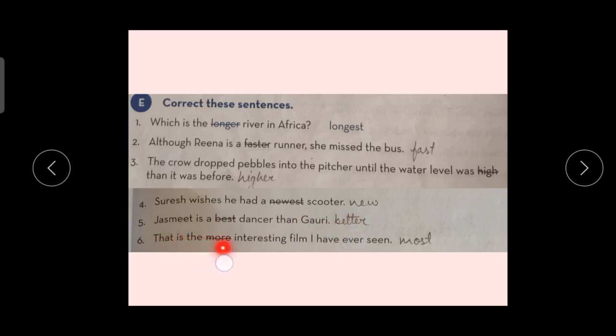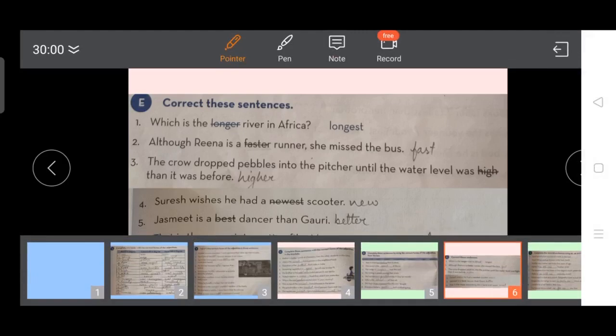That is the more interesting film I have ever seen. Here superlative degree should be used, but they are using more word here. We will cut more and write most, which is used with the adjectives to form superlative degree. We will cut off more and then we will write most at the end of the sentence.